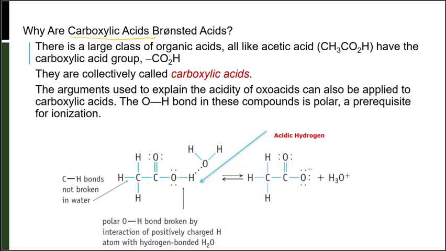Why are carboxylic acids Bronsted acids? Well, there's a large class of organic acids, like acetic acid, that have that carboxylic acid group, the CO2H, and that's a carboxylic acid. The arguments used to explain the acidity of oxoacids can also be applied to carboxylic acids. The OH bond in those compounds is polar, which is a prereq for ionization. So if I look at this carboxylic acid here, we know hydrocarbon bonds are not going to be broken in water because those are nonpolar, but polar OH bonds are going to be broken when water is involved. So that is able to be strongly attracted to my water, breaking off to form that H3O+.